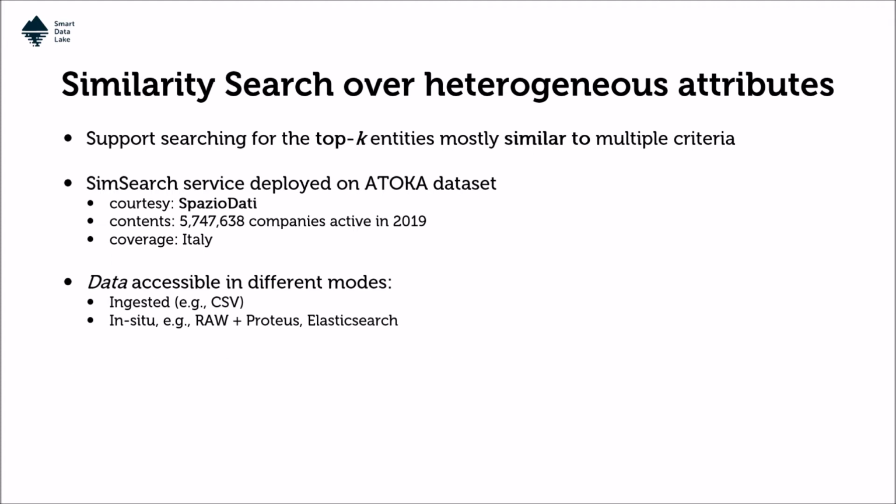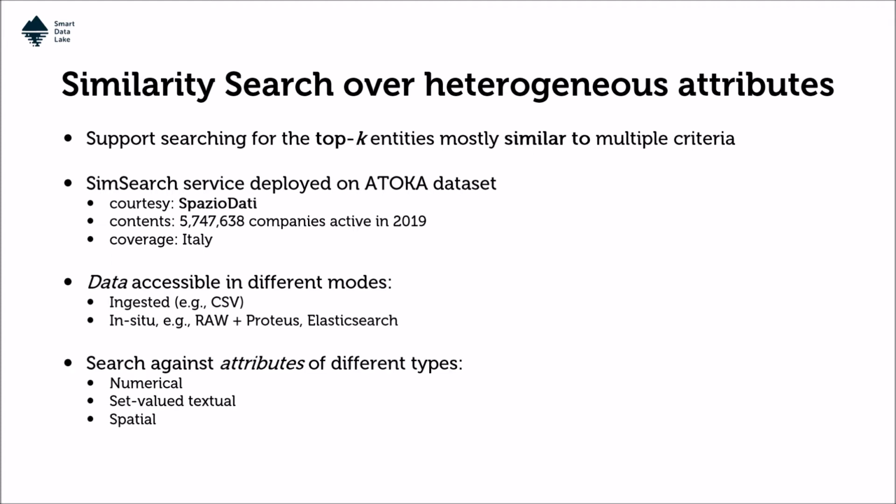In particular, for this demo, we have extracted 3 representative attributes: the annual revenue, which is a numerical attribute, keywords, which is a set value textual attribute, and the locations of the companies, which is of course a spatial attribute. Let's see on the server side how this can be specified.